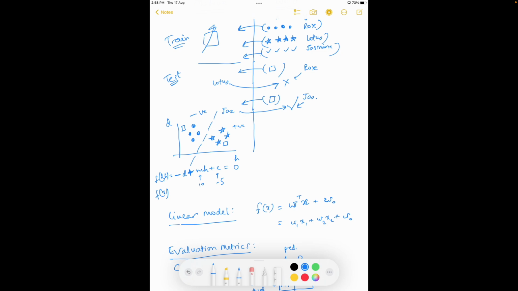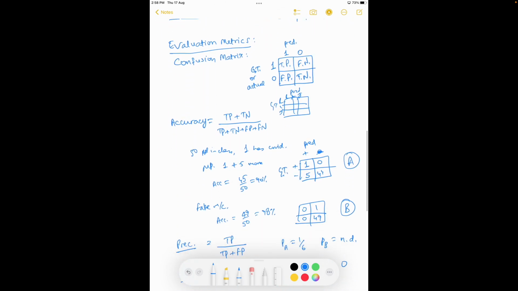But here with the nearest neighbor method, the runtime complexity is very high. You don't have any pre-processing complexity, but runtime complexity is very high. Yes.